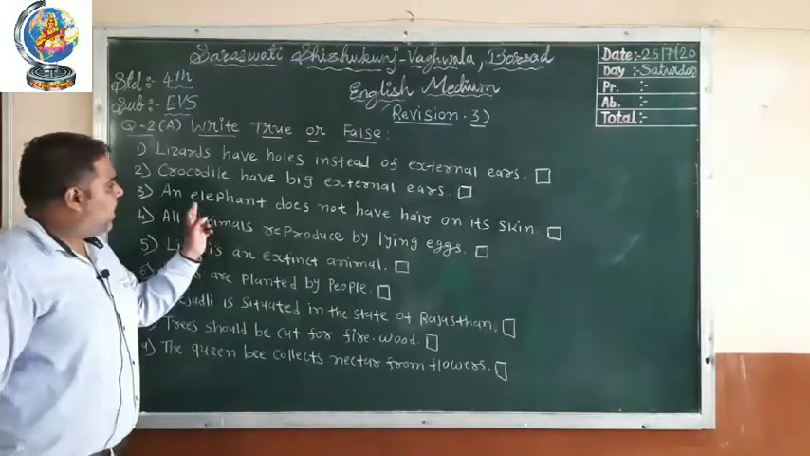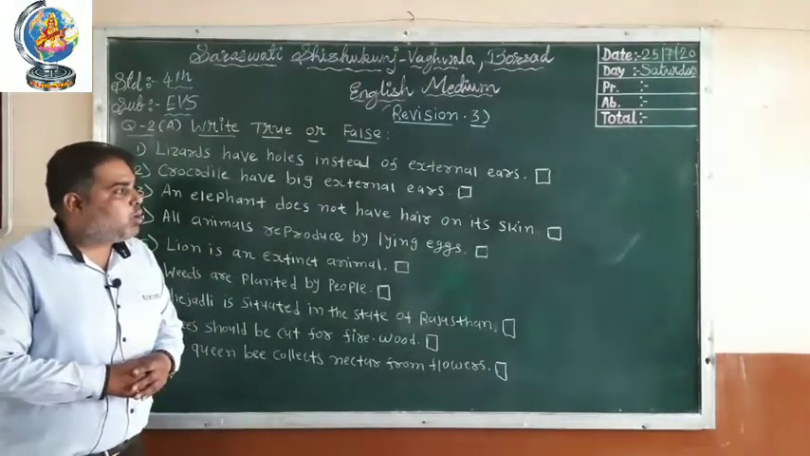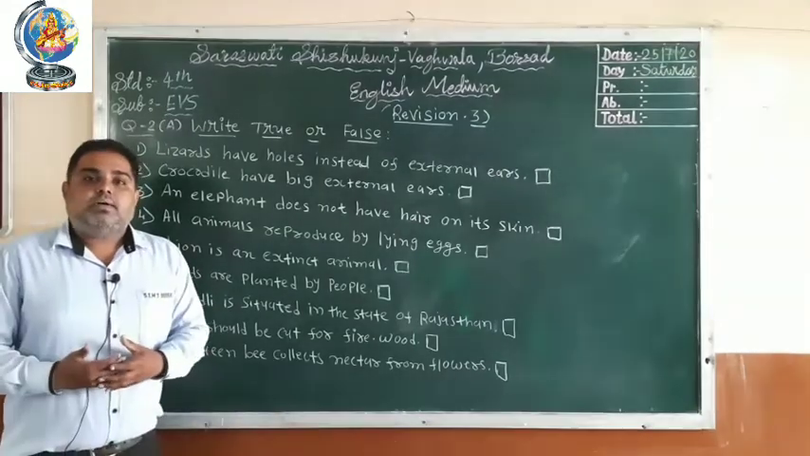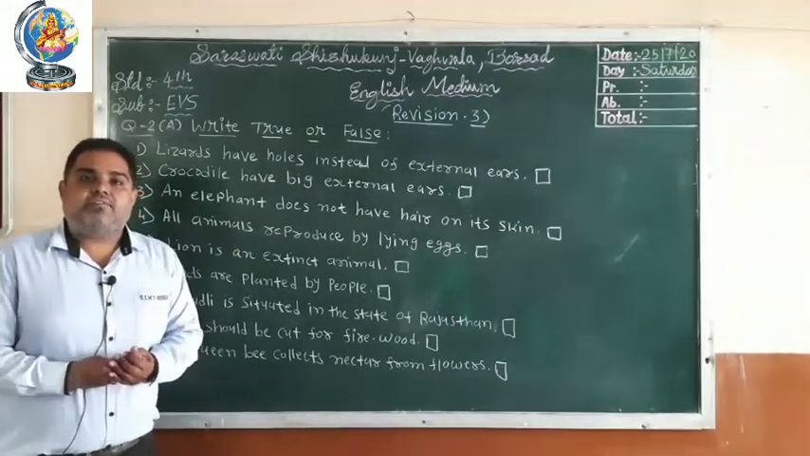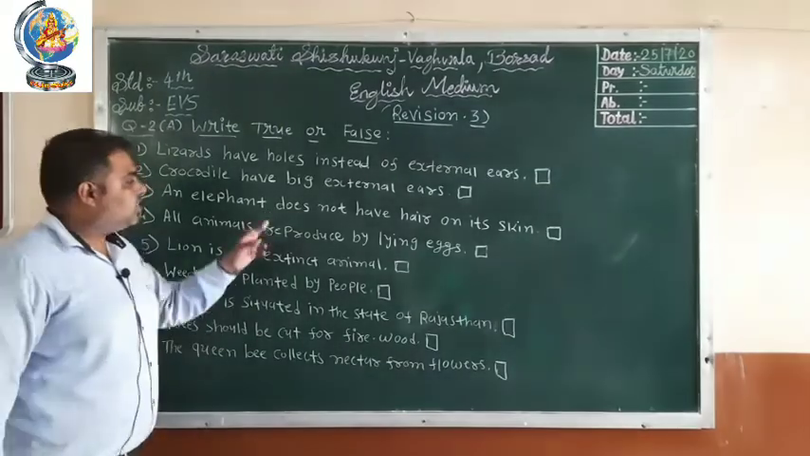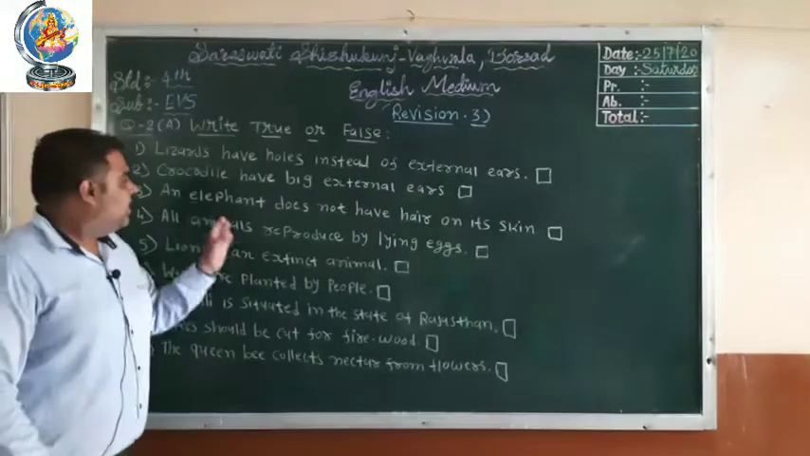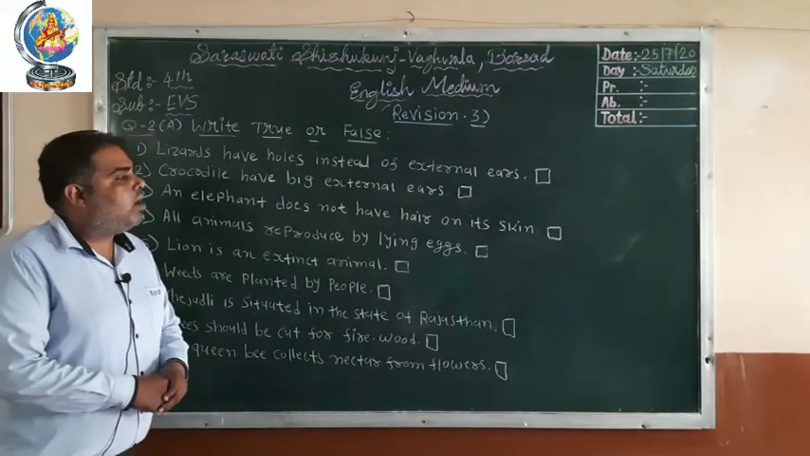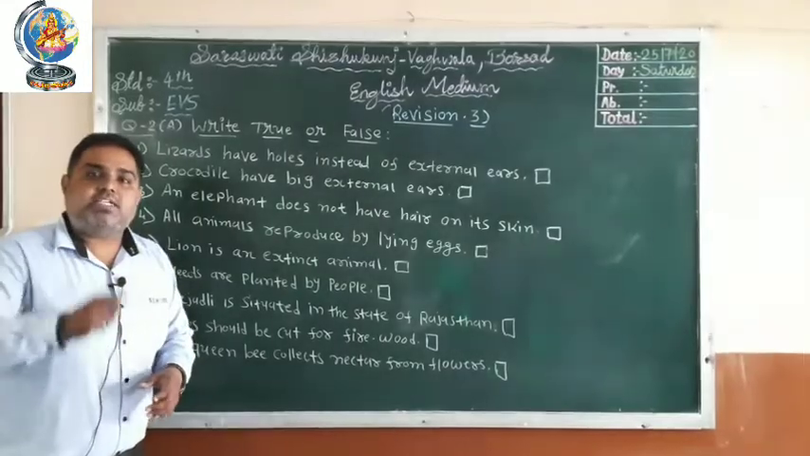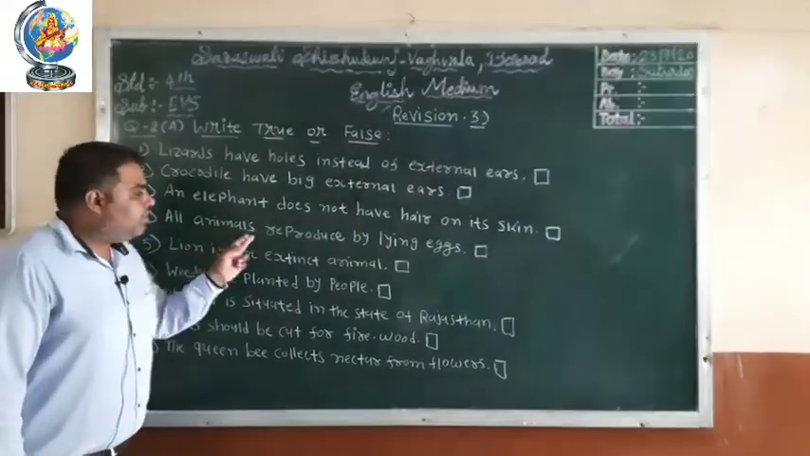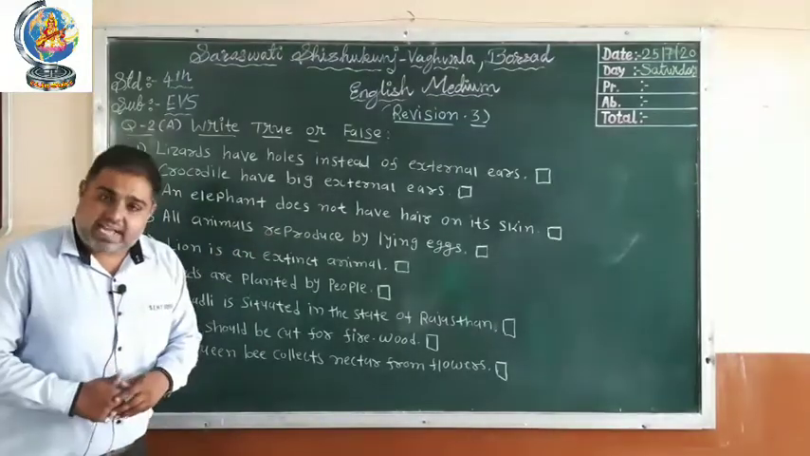Third question, an elephant does not have hair on its skin. So students, you must have seen elephants, and on an elephant's skin there is a lot of hair. So this statement is false, that an elephant does not have hair on its skin. This statement is wrong.